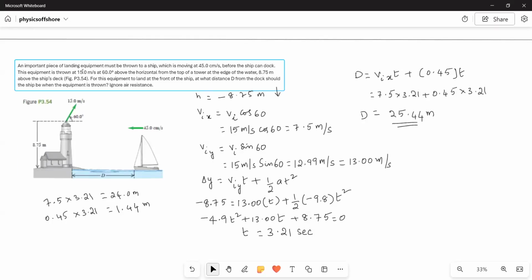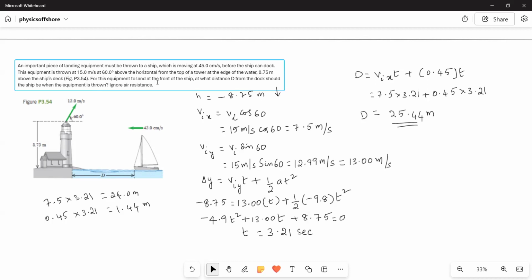An important piece of landing equipment must be thrown to a ship which is moving at 45 centimeters per second before the ship can dock. This equipment is thrown at 15 meters per second at 60 degrees above the horizontal from the top of a tower at the edge of the water, 8.75 meters above the ship's deck.